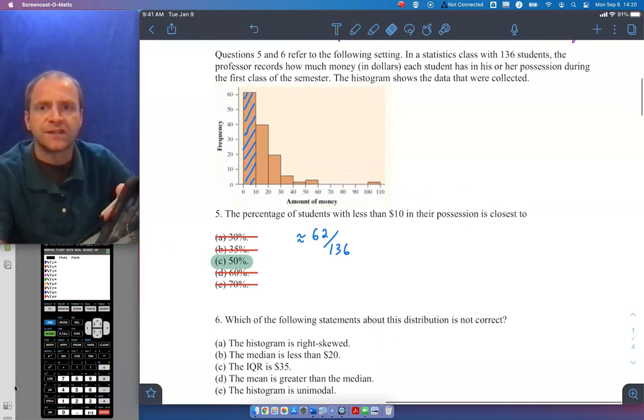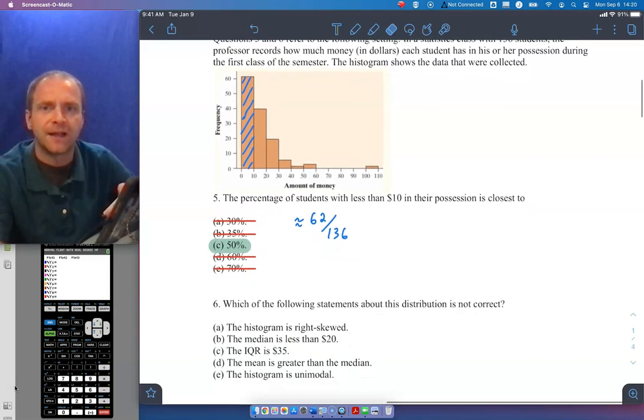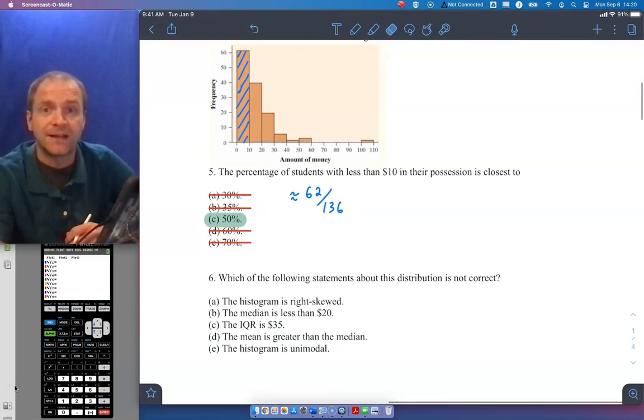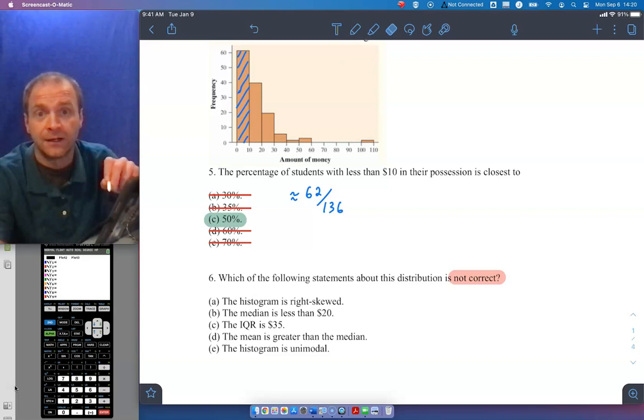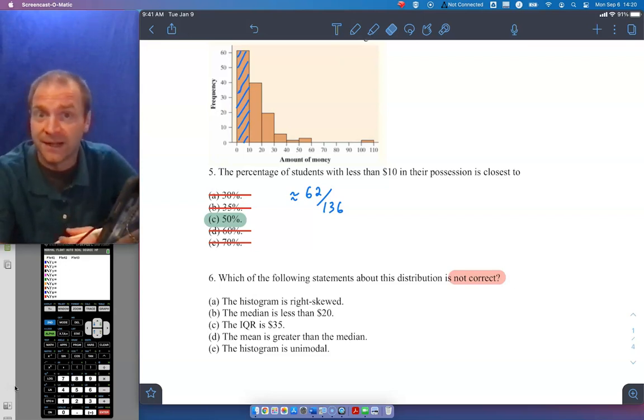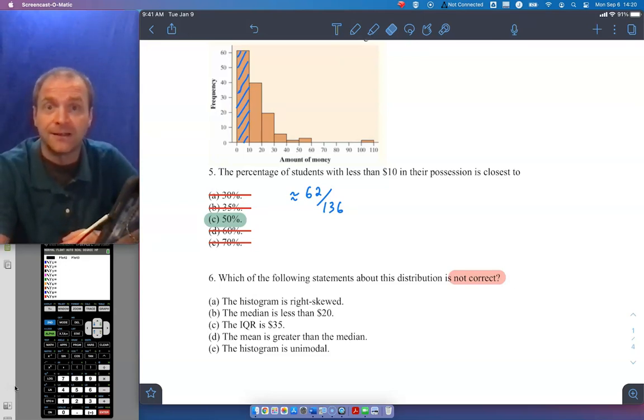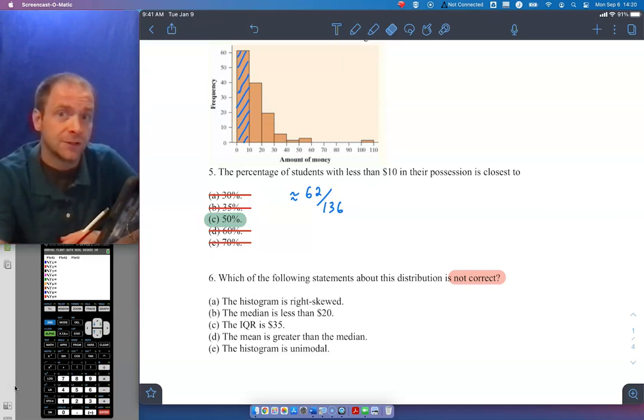So we're looking at question 6, which uses the same histogram as question 5. It's just now we're being asked to figure out which of the statements given to us is not correct, which means I need to find out which of these statements is false. So I have to read every single statement. And don't just stop when you find one that you think is the answer, because that could be the trick. Read all your choices, just to be sure. And so the first choice is telling us the histogram is right skewed. So is that true or is that false? Is that correct or not correct? And if I look at it, that is a right skewed histogram. So I'm going to cross that one out.